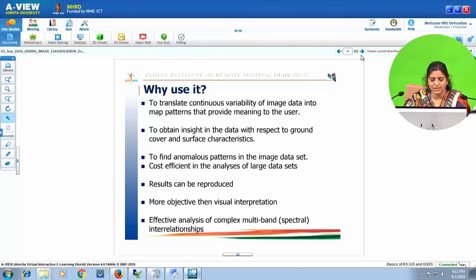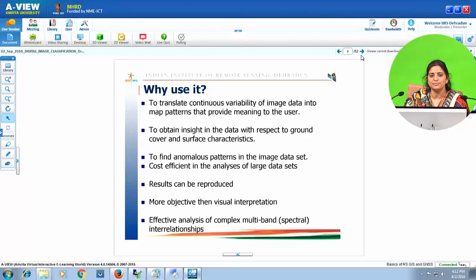It is more objective than visual image interpretation. Visual image interpretation is dependent on the analyst who is performing the interpretation. If the analyst is very good and is able to interpret nicely, then you will have a very good classification. Otherwise, it might have errors. Whereas digital image classification is based on a set of rules, and these rules are based only upon the digital numbers, that is why it is more objective in nature.